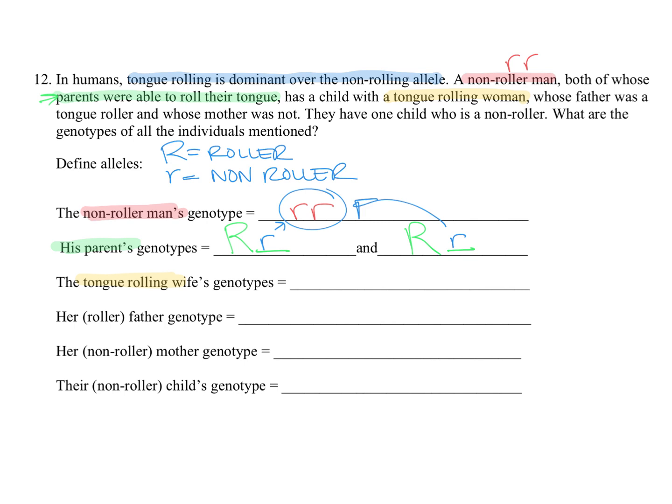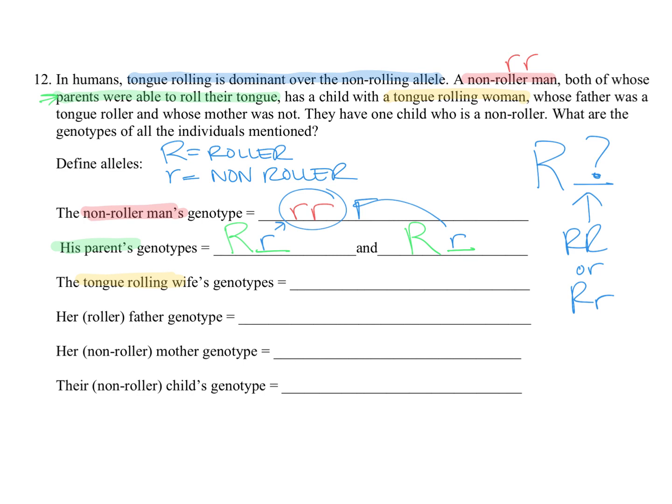I will give you one hint for this problem. Sometimes you do not have enough information to determine what the second letter is for somebody that is dominant. So if it says that they're a tongue roller and you don't have enough information to know what the second letter is, it could be this or it could be this. And if you don't know, you have to leave it blank. You cannot just assume what that second letter is.